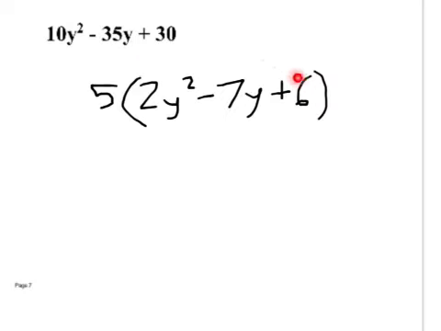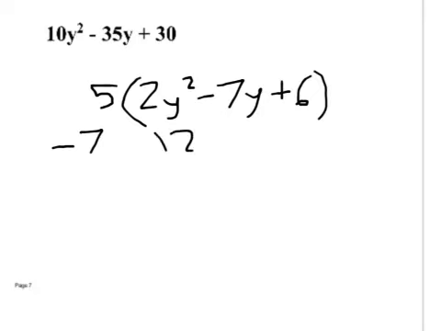Why would it be 12? Because 6 times 2 is 12, right? No, you take C times A. The 5 is out of the equation. You can ignore it for right now. It's going to be part of the answer, but you can ignore it. So what adds to give me negative 7, what multiplies to give me 6 times 2, which is 12, right?